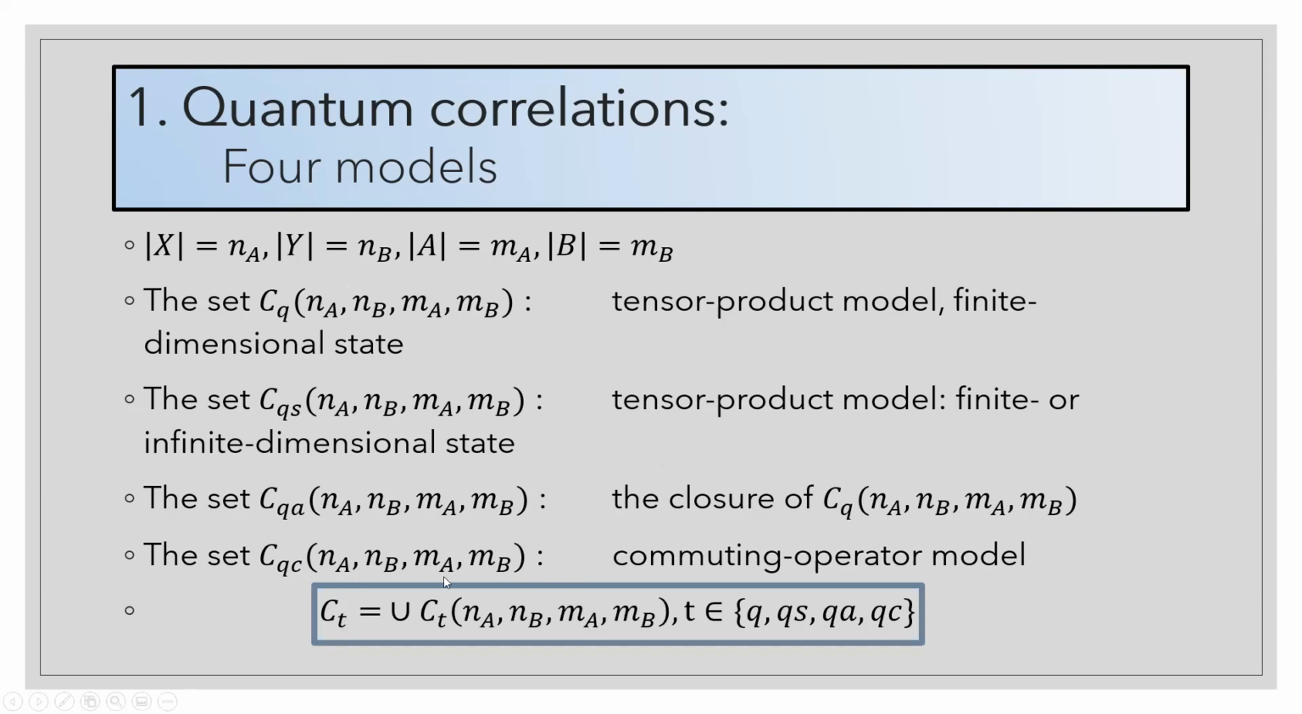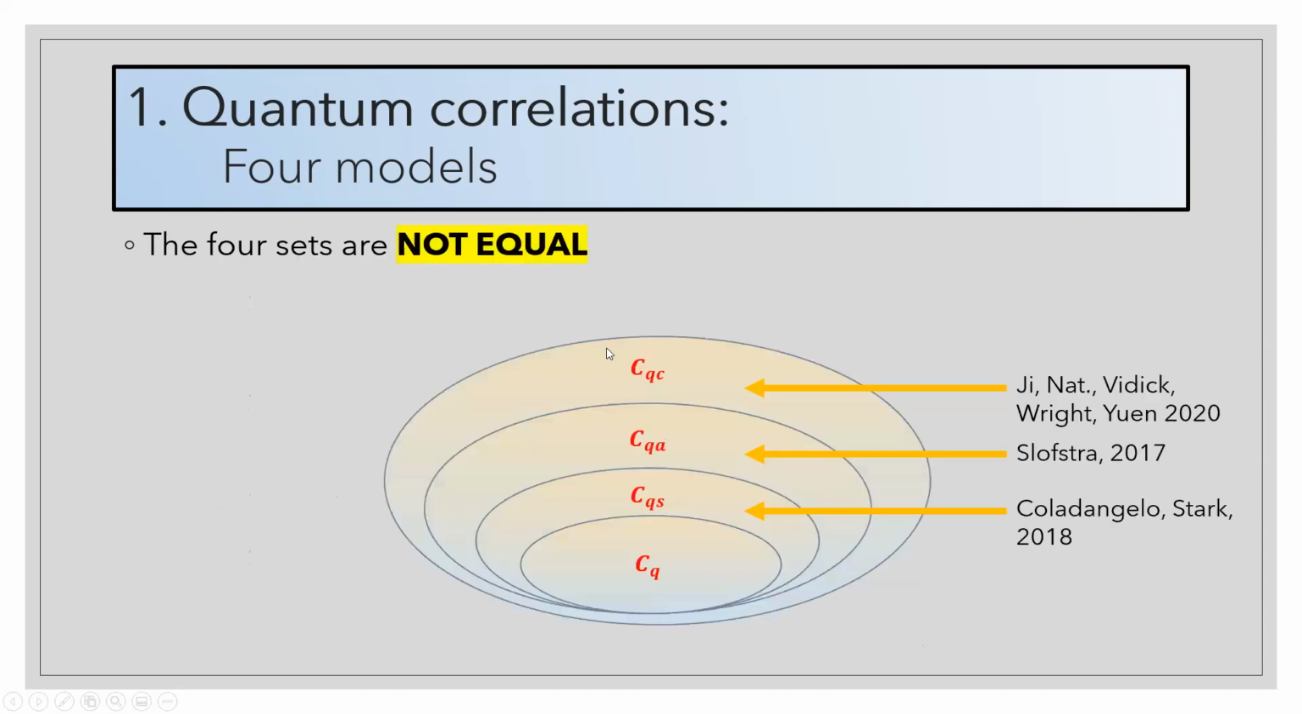For the 4 models, we define the overall set C sub T to be the union over all the different sizes. And for the 4 sets, we know they are all convex, and by definition, CQA is closed. We also know that CQC is also closed. So this makes us wonder if the 4 models are equivalent. Actually, now we know they are not.